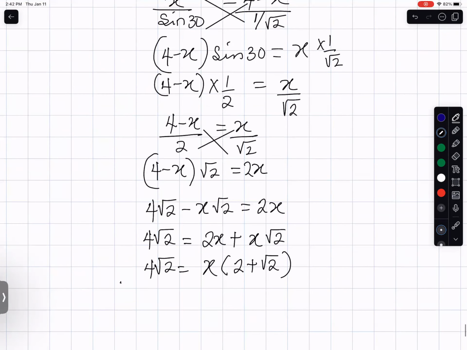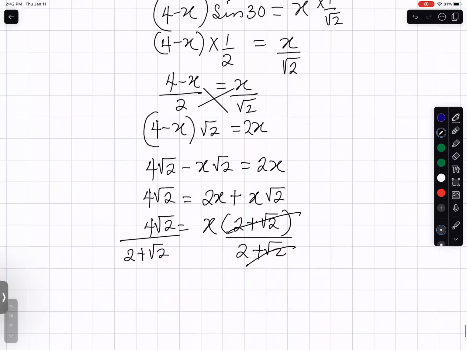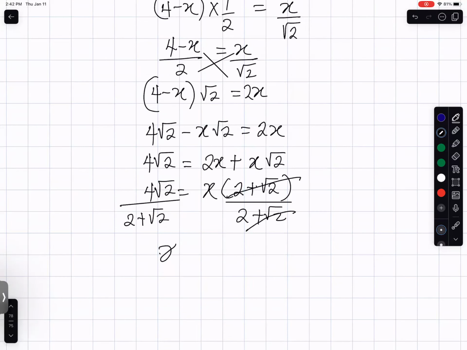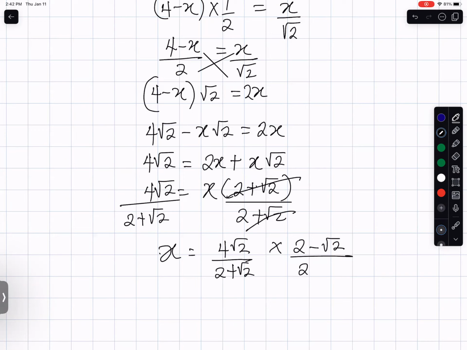So we can divide both sides by 2 plus root 2 in order to find our x. 2 plus root 2 cancels out. So our x value will be 4 root 2 over 2 plus root 2. At this point, I'm going to rationalize my surd by multiplying by 2 minus root 2 over 2 minus root 2.